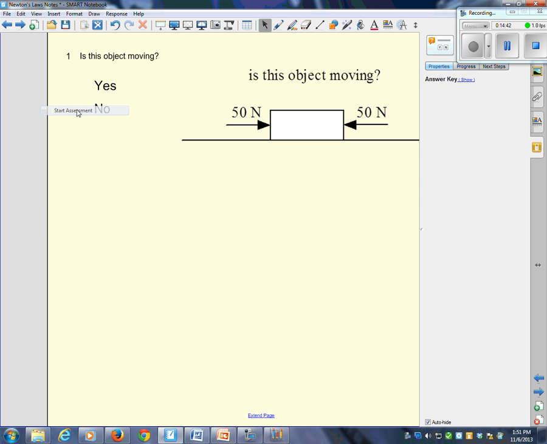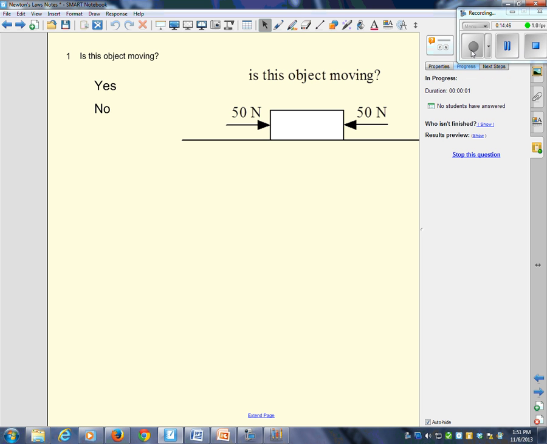Start assessment. Okay. So I need you to answer yes or no. Is this object moving? We have a box with 50 newtons to the right, 50 newtons to the left. The question is, is this object moving? It's a trick question as well, but.